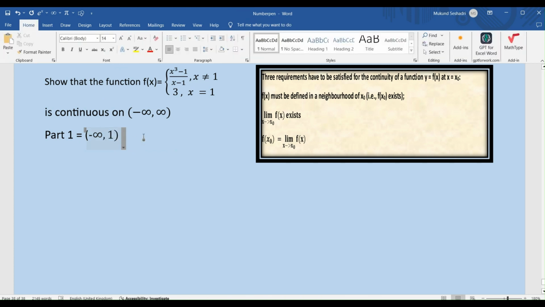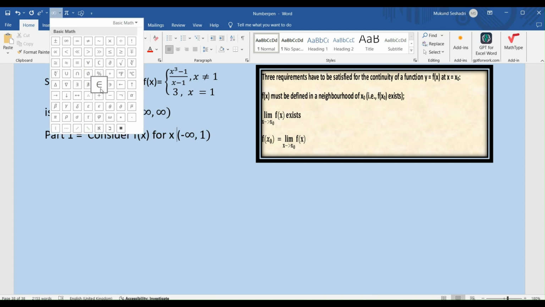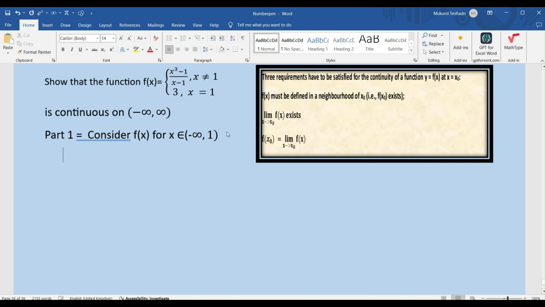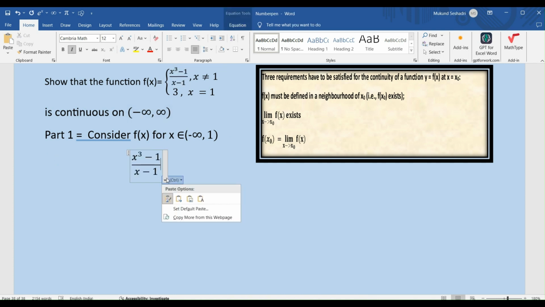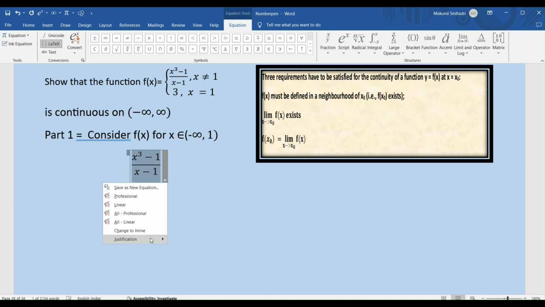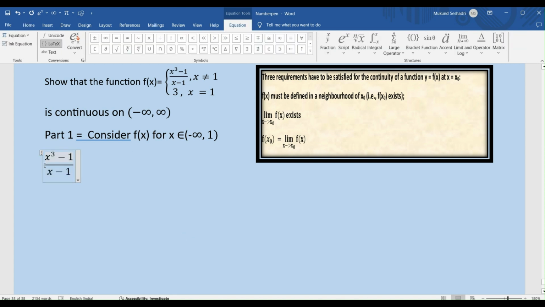Okay, and I'm gonna write that like this. Consider f of x in this interval, f of x for x belonging to the interval. And how do we go about writing the equation for that? We have x cubed minus 1 divided by x minus 1, right? So that's our equation. So this is going to be our f of x.